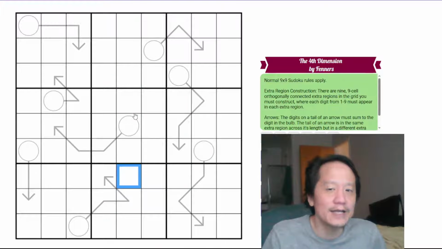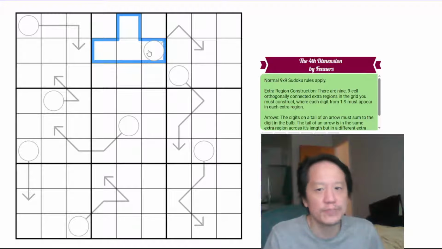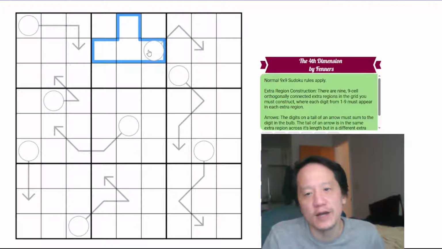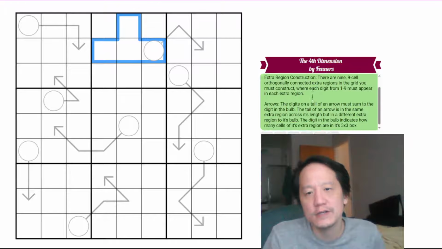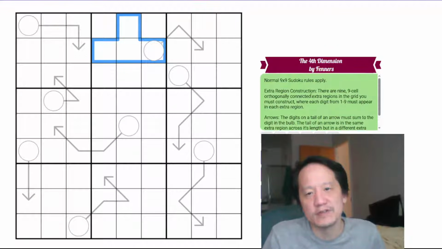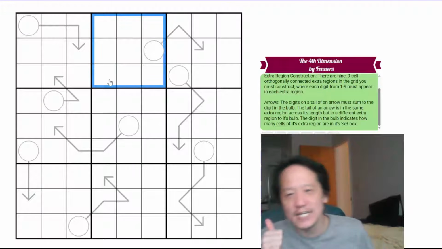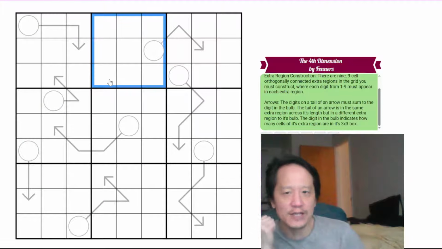There are 9-cell orthogonally connected extra regions in the grid you must construct, where each digit from 1 through 9 must appear in each extra region. Interesting. So there can be overlap, obviously, but not including the original 9 boxes, you have to construct 9-cell orthogonally connected extra regions with the digits with no repeats in those regions.